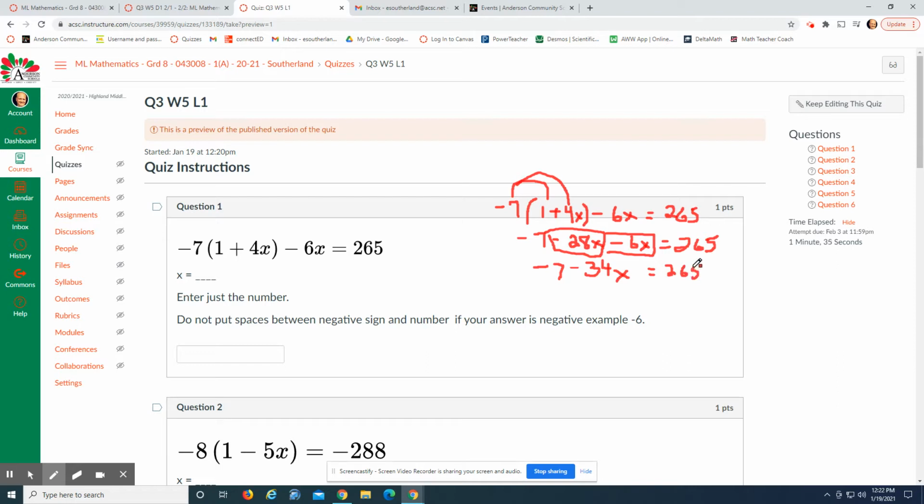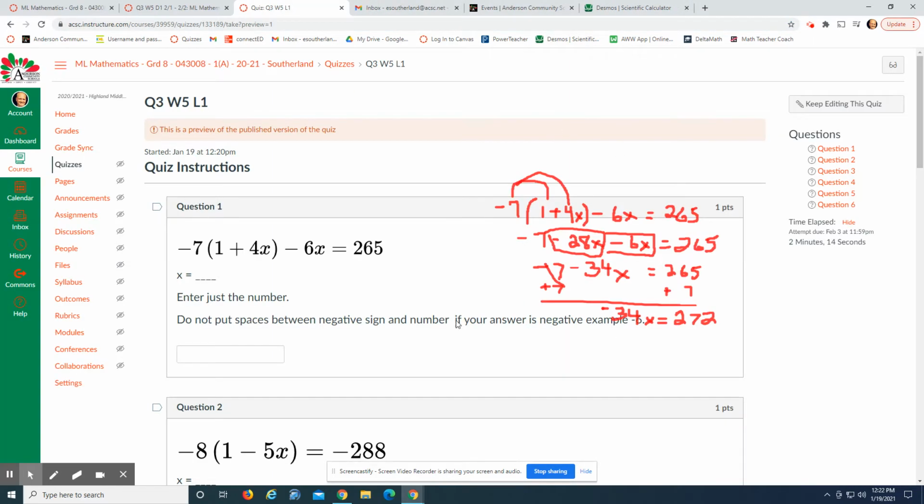The next thing I'm going to want to do is undo the -7. So I'm going to add 7 to both sides. As I add 7 to both sides, those 7s will cancel. -34x drops down. And then 265 plus 7 is 272. If you're not real good at doing these, you're more than welcome to use Desmos.